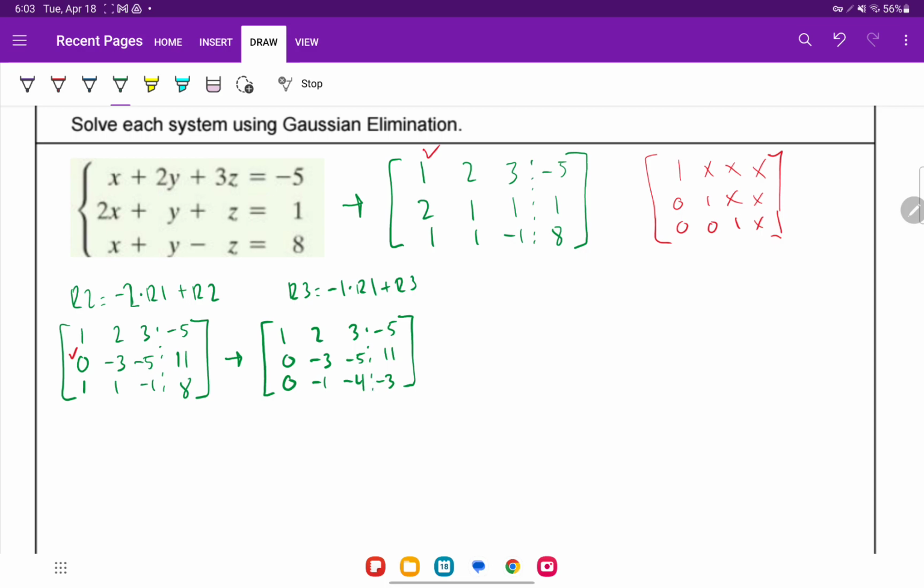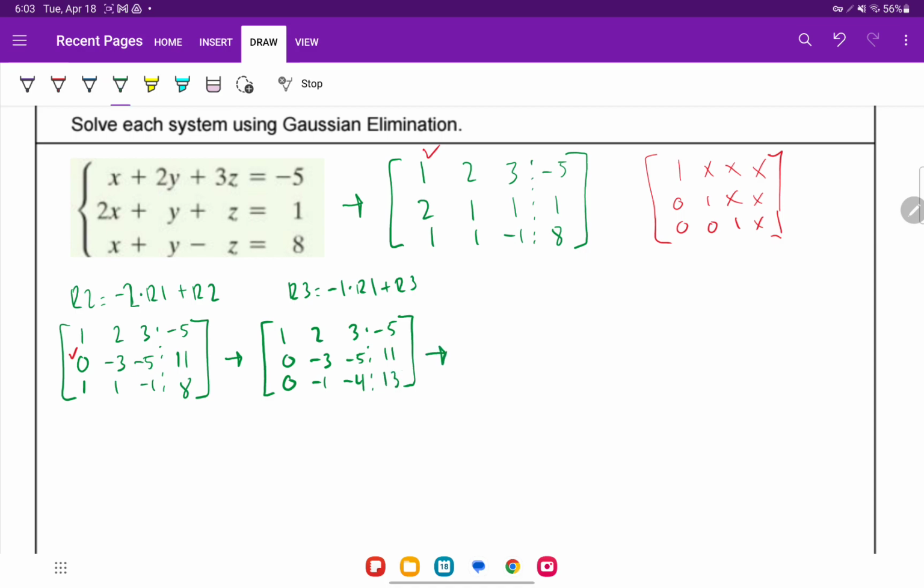All right, let me just verify this is right. So -5 times -1 is 5. 5 plus 8 is 13. So let me fix that real quick. This right here should be 13.